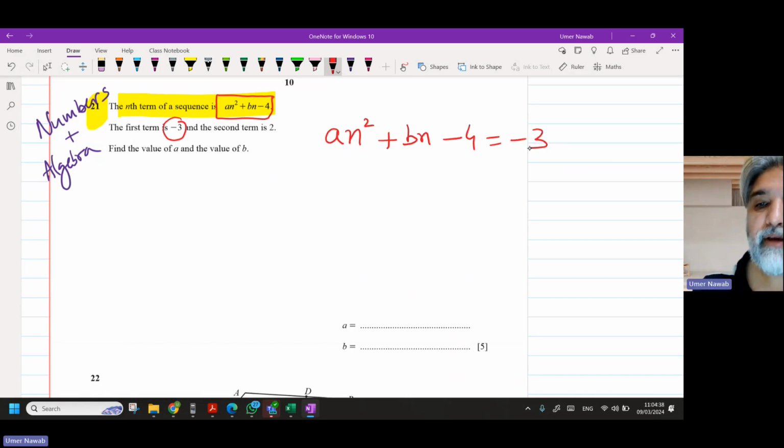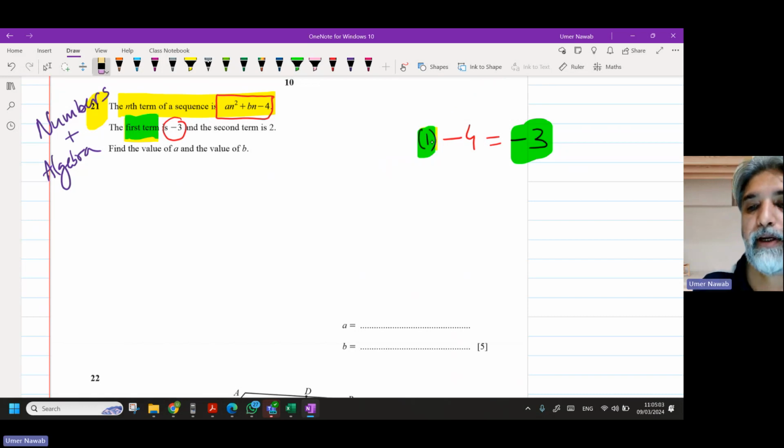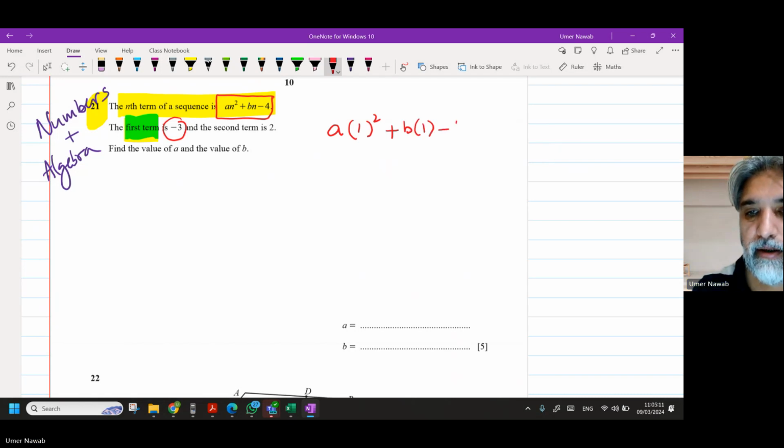is equal to minus 3. When? Because the guy said first term. So in the place of n, you should substitute 1. So this term is equal to minus 3 if n is equal to 1, because the guy said first term. Let me copy it again. a1 squared, first term, in the place of n, I substitute 1. And this whole thing should be equal to minus 3.